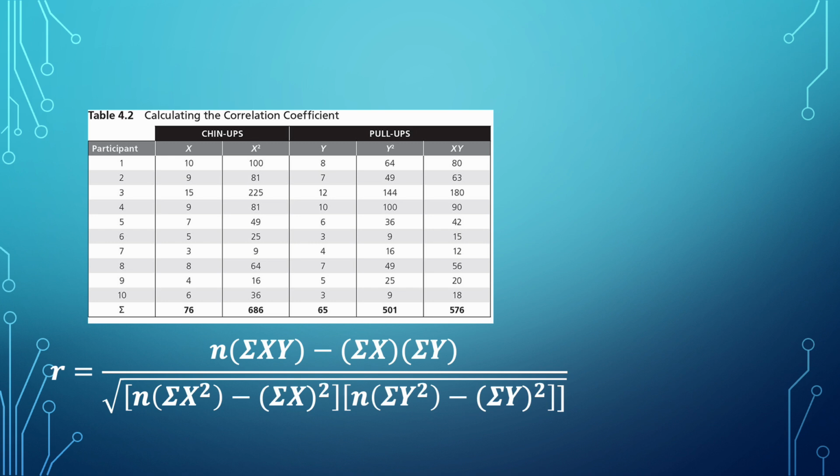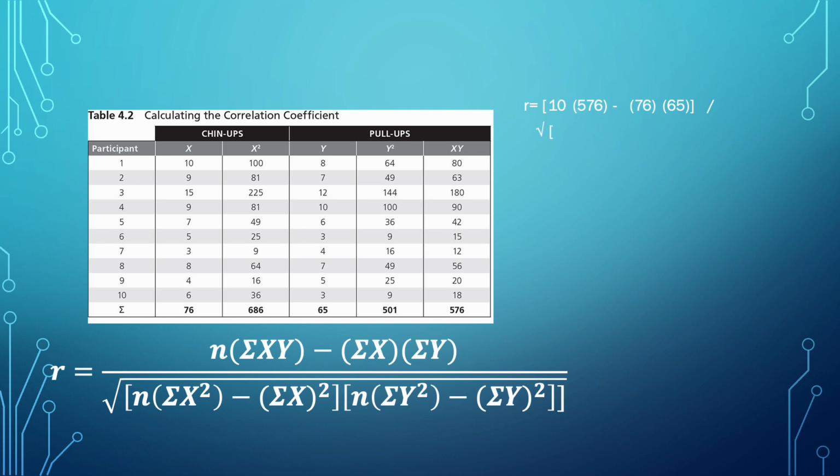So now we're going to use the equation below to build our equation to get our R squared, or our R value, sorry. So if we look, we have our R, and then our N, number of participants, is 10, so we're going to start with that. Then we're going to multiply that by the sum of our XY. So if we look, our XY value is 576. We're going to take that, and then we're going to subtract our sum of X times our sum of Y. So if we look, our sum of X is 76, and then our sum of Y is 65. And then that's going to make up the numerator part of our equation.